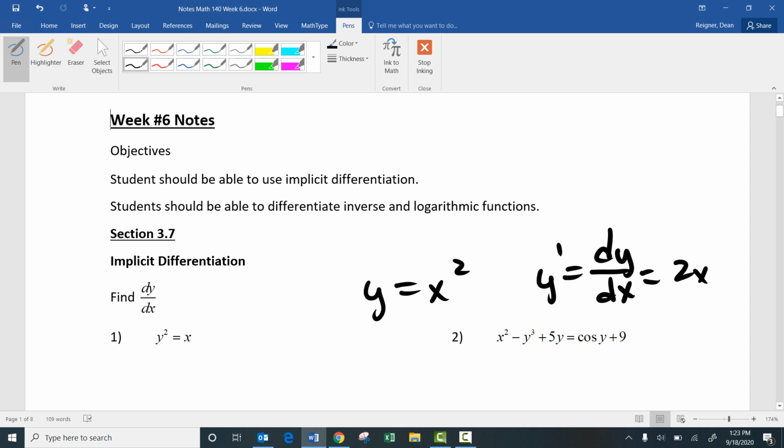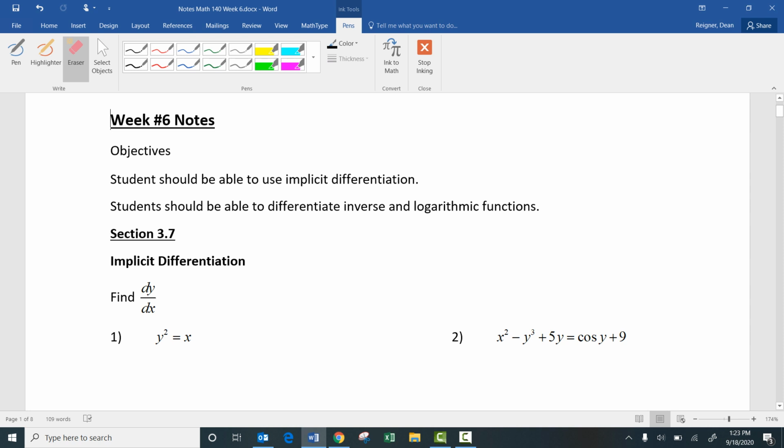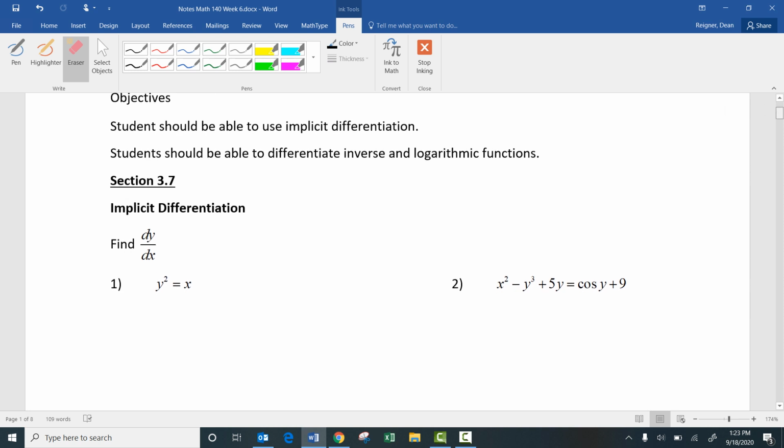So that's what we've been doing, where we had y equals and then some x's, and so we just went right into y prime and figured out the derivative, and we were done. So now you can see with these problems it's not y equals anymore. The equations are much more complicated, like number 2. You cannot solve for y in any of these and then take the derivative. So you have to use a process called implicit differentiation. So I put an easy one here to begin with.